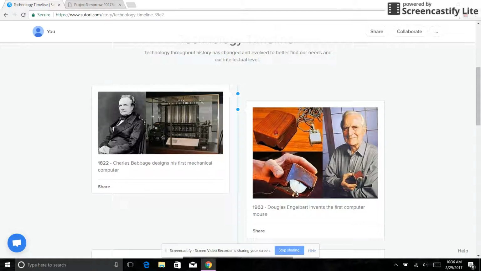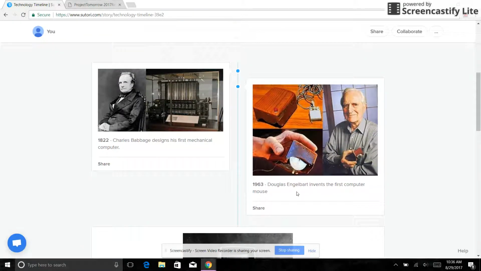Now, I don't know anything about these mechanical computers. It's very large and definitely does not look like our modern day computer. That also goes for the 1963 Douglas Engelbart invented his first computer mouse. Now, I just thought this was really interesting. It was just such an odd looking little device. But it has the same function as our small mouses now have.